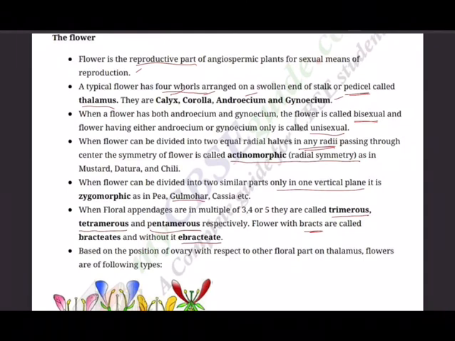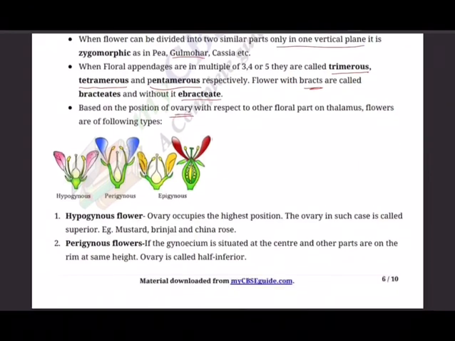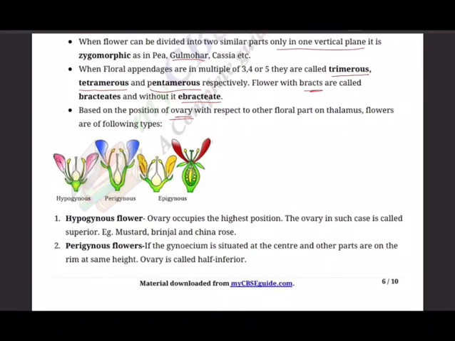So based on the position of ovary with respect to other floral parts and thalamus, flowers are of three types. Of course, we are talking of only ovary. One is hypogynous flower, as you are seeing. Hypo, ovary occupies the highest position. Hypo, upper. The ovary in such a case is called superior ovary, means up. You can see here ovary is superior. And example, mustard, brinjal and China rose.